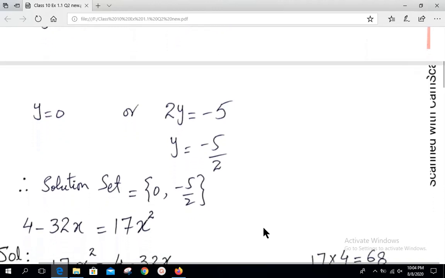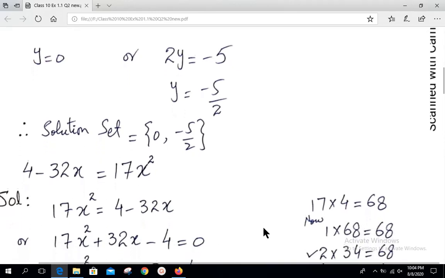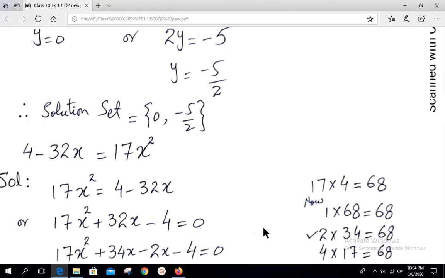Next, part number 3. The value is 4 minus 32x is equal to 17x square. The first step of solution. This is the left hand side given in the question, and the right hand side is 17x square.